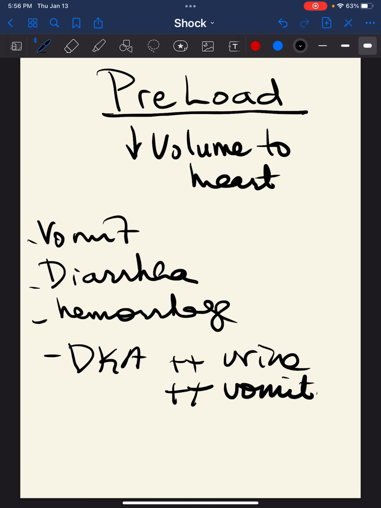The reason it's important when you're thinking about shock to understand shock from a physiologic basis is because that dictates our management. If the problem's preload, how are we going to treat the kid's shock? Fluid.